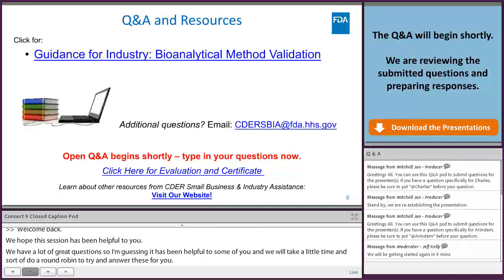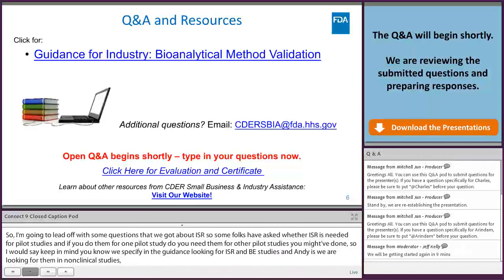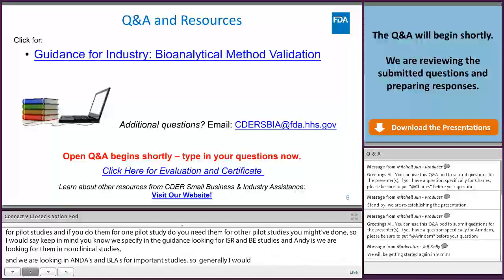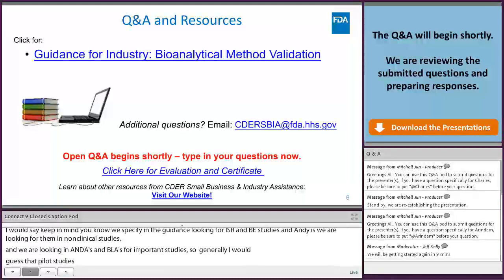We're looking for them in non-clinical studies, once per species per method. And we're looking in NDAs and BLAs for important studies. Okay? So generally, I would guess that pilot studies wouldn't fulfill these criteria. Maybe it does. You're going to have to make a decision about that. But usually with a pilot study, you're trying to figure out what you're going to do in a more definitive study that comes later on. So probably most of the time, you wouldn't really need to worry about ISR in these kinds of things. And that also applies to if you did it once, would you need to do it for other pilot studies? Again, you'll have to make your own decision about that eventually.